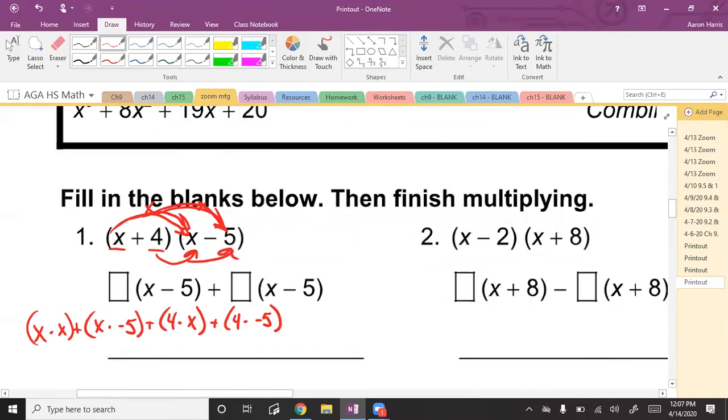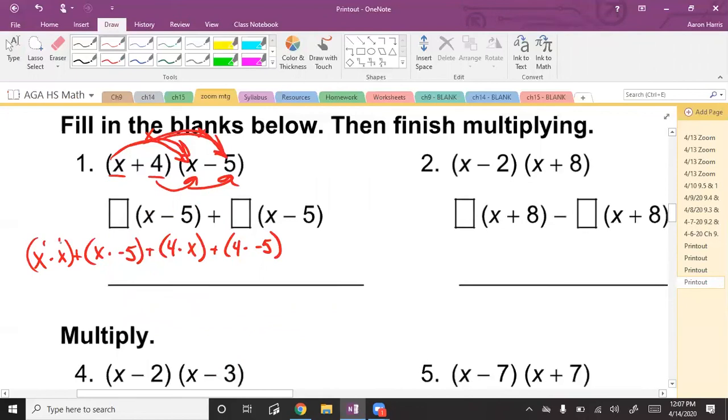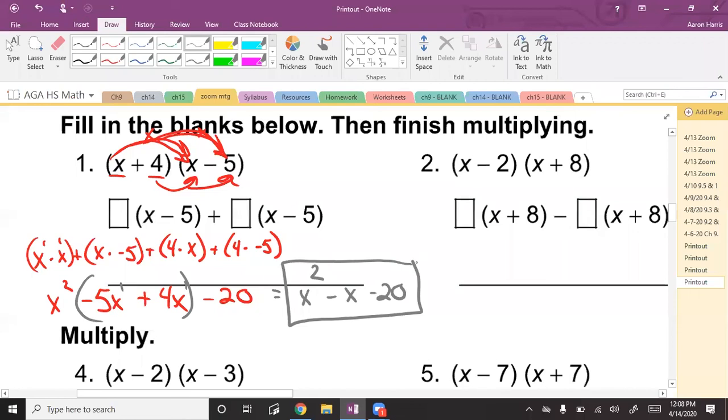Okay? So now, all I have to do is do it. X times x, 1 and 1. 1 plus 1 is 2. So I get x squared. X times -5 is just -5x. 4 times x is just what? 4x. 4 times a -5 is -20. Is there any of them that I can combine? These two, because I have x to the first, x to the first. So if I rewrite it, x squared, -5 plus 4 is -1. So I get x minus 20. That's my answer.